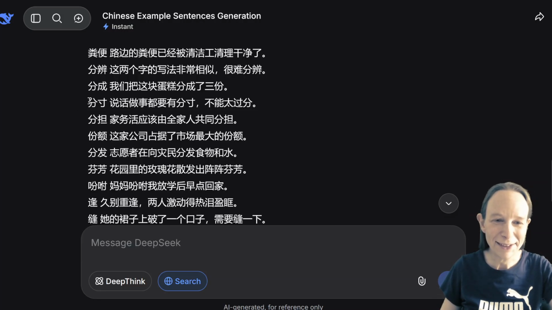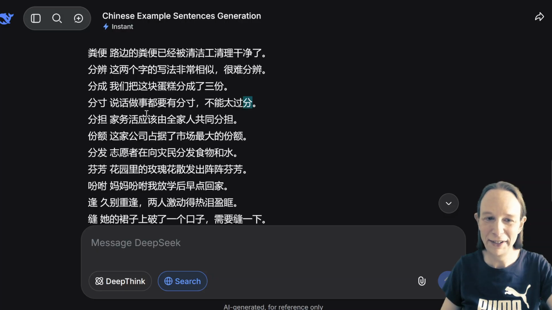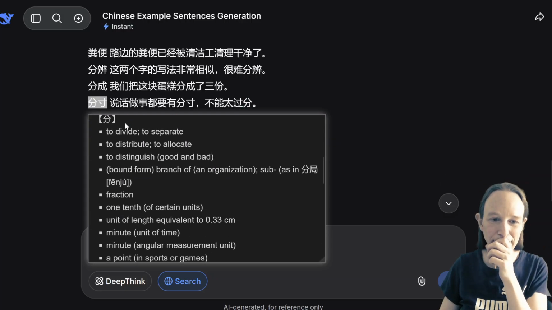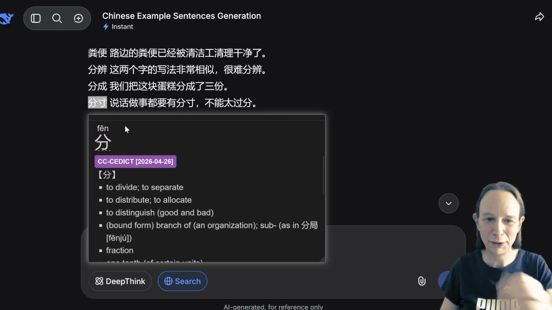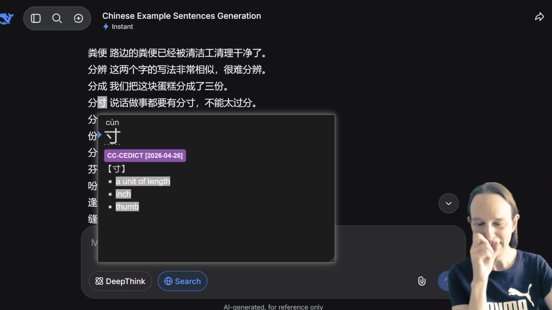Anyway, 分寸. I don't know why. Maybe fen is degree, I guess. So degree of appropriateness, maybe. And cun refers to a unit of measurement.